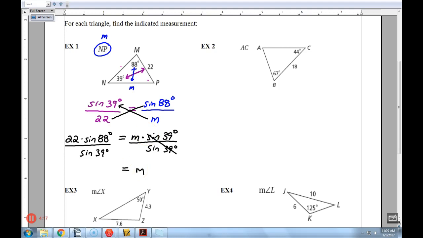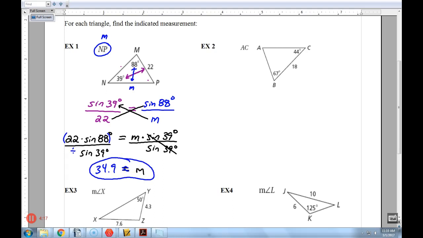Now, I personally like to put parentheses around this before I hit the divide button. That's just me. Some calculators, you don't really have to do it, but I just like to do it. I think it's good practice. So when I do mine, I'm going to usually put those parentheses in like that. All right, so let's do this. 22 times the sine of 88 divided by the sine of 39. And it did a little bit of work, and I'm getting 34.9 about when I round this thing.